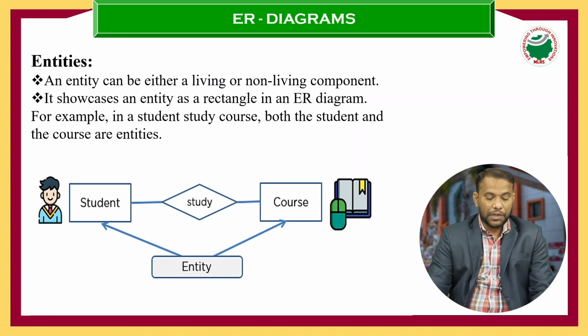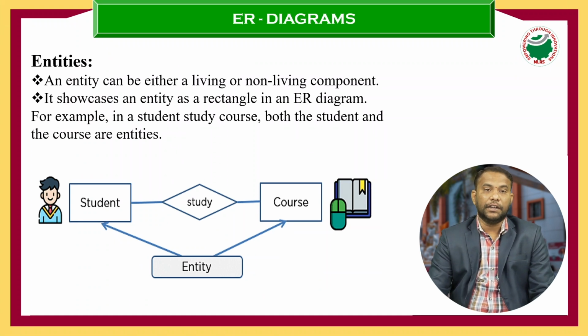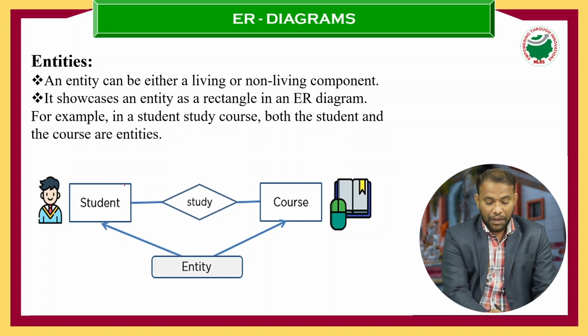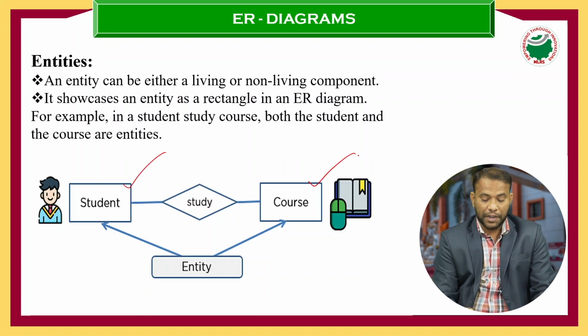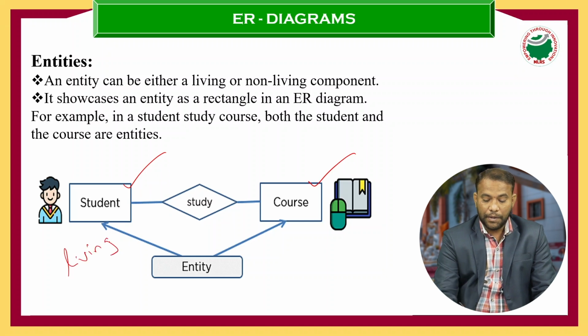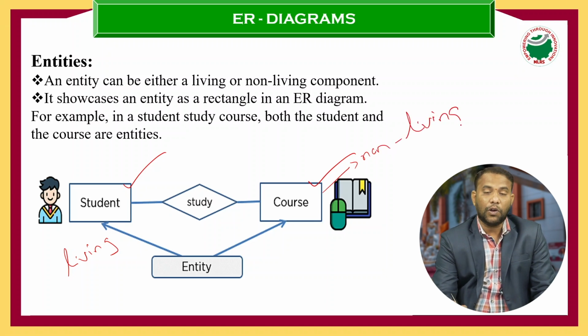Right. So the first one is entity. What is meant by entity? An entity can be either a living or non-living component. An entity is shown as a rectangle in an ER diagram. For example, here we have a student entity and a course entity, where student is a living entity. Coming to the course, it is a non-living entity.